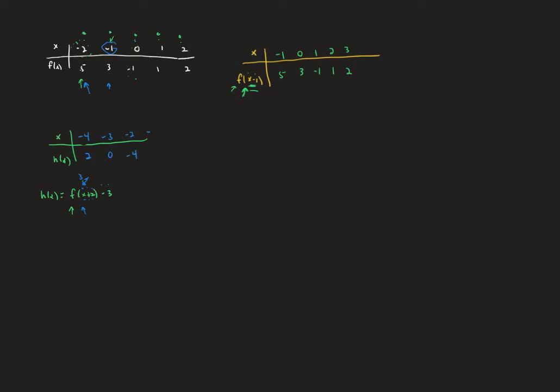And then I'm going to plug in negative 1. And negative 1 plus 2 is 1. f of 1 is 1. 1 minus 3 is negative 2. And finally, I'm going to plug in 0. And 0 plus 2 is 2. f of 2 is 2. 2 minus 3 is negative 1, and that's going to be our function.